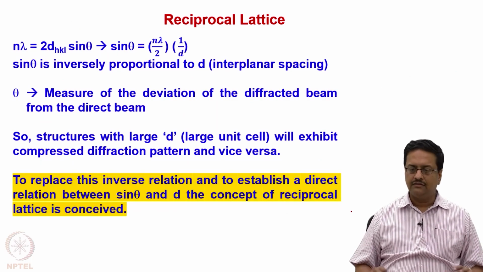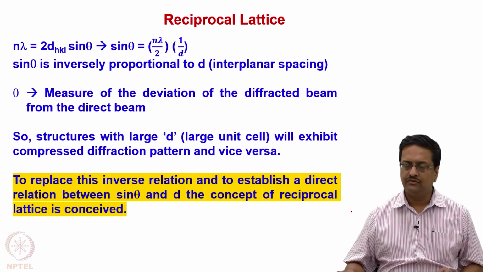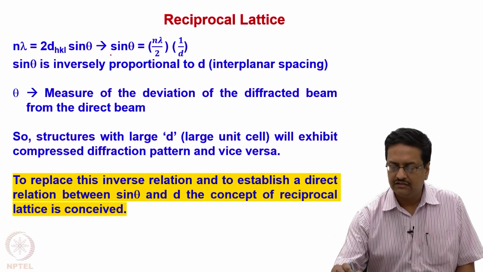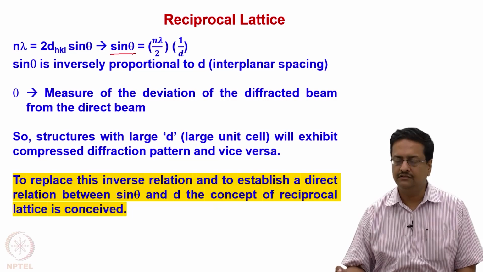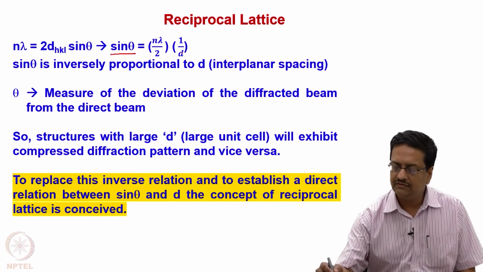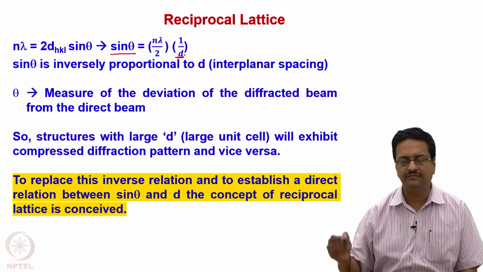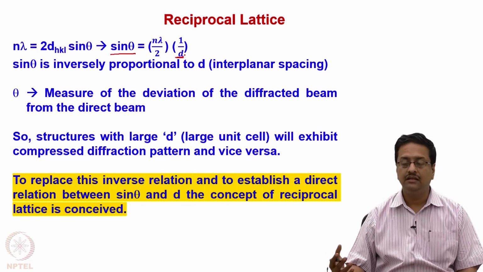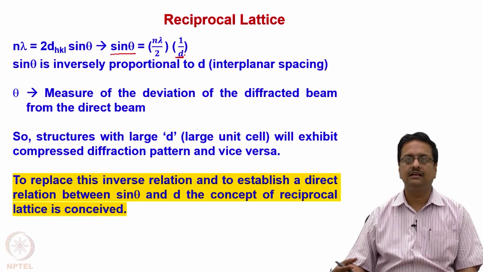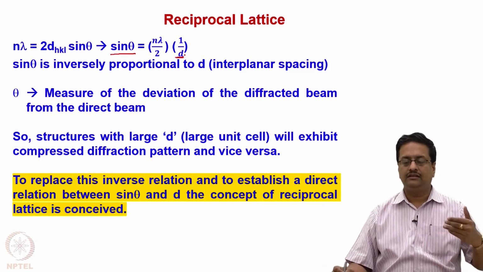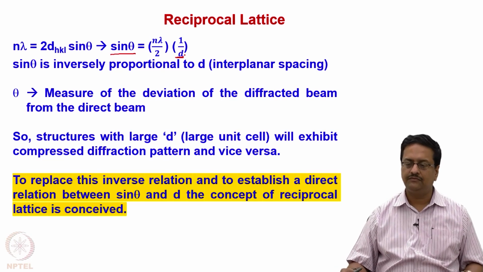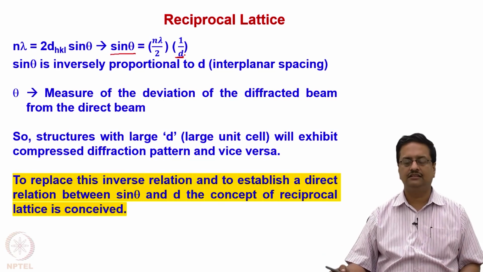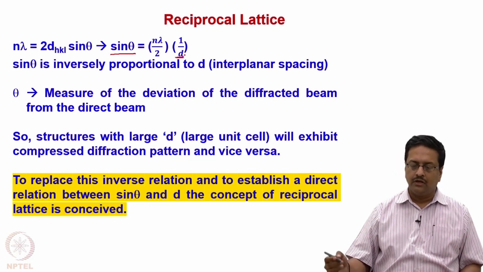But if we look at the Bragg's law, it shows that n lambda equal to 2 d_hkl sin theta, which means the sin theta, which is the measure of diffraction of the X-rays, is inversely proportional to the interplanar spacing d. So this sin theta being inversely proportional to d gives you an impression that there is some reciprocality in it. And theta being the measure of deviation of the diffracted beam from the direct beam, we would like to get a direct relationship between sin theta and d.